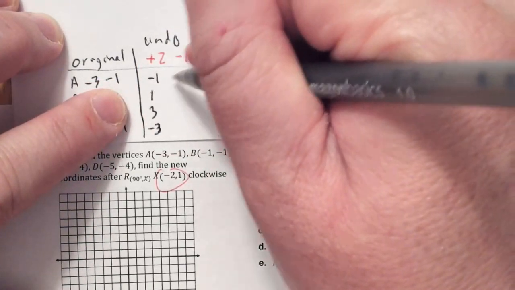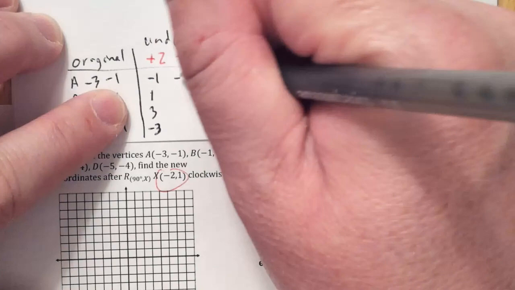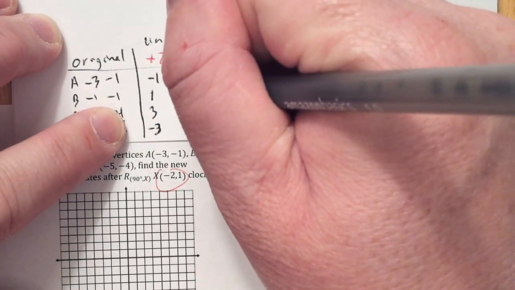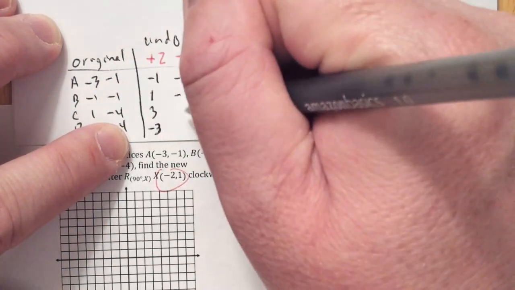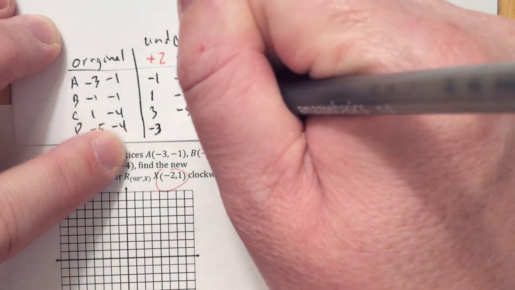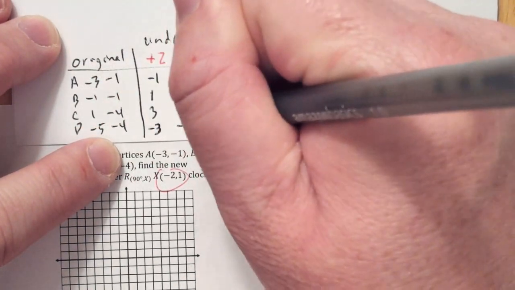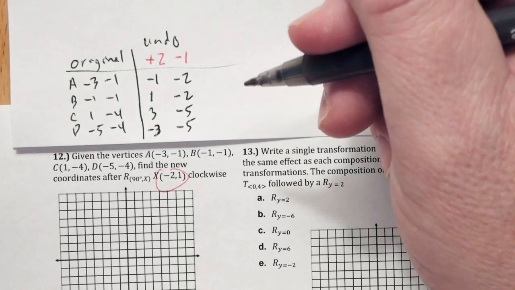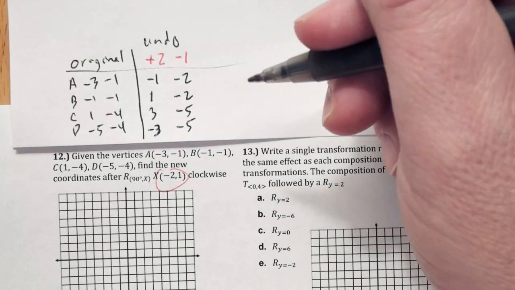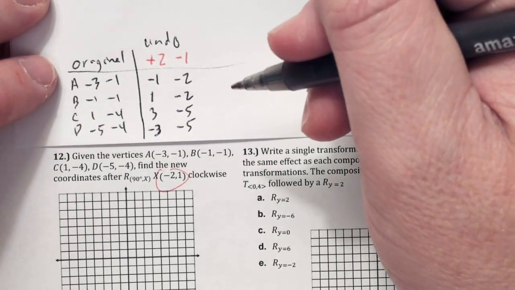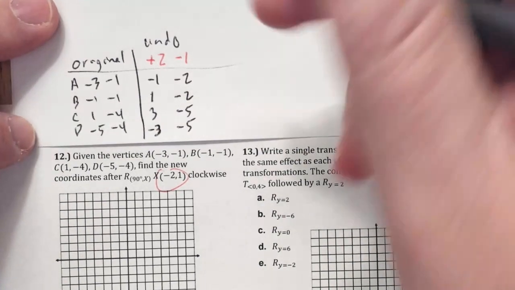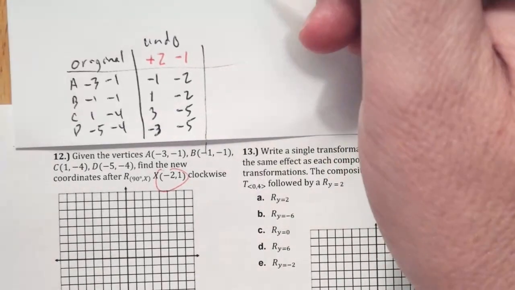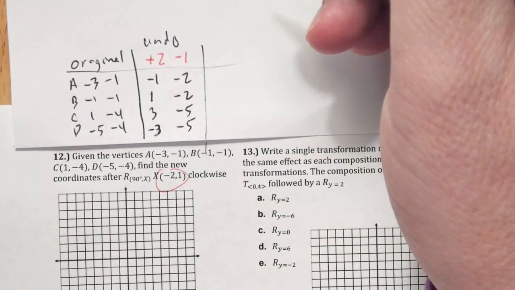Over here, -1 - 1 is -2. -1 - 1 is -2. -4 - 1 is -5. And -4 - 1 is -5. All right, so we have those coordinates right there. Just looking for my final answers.